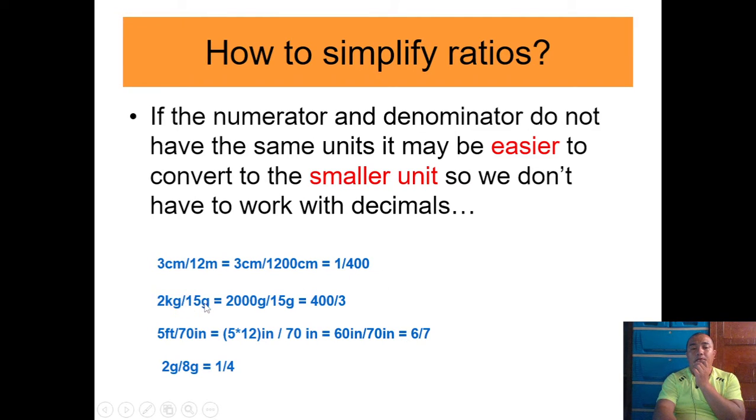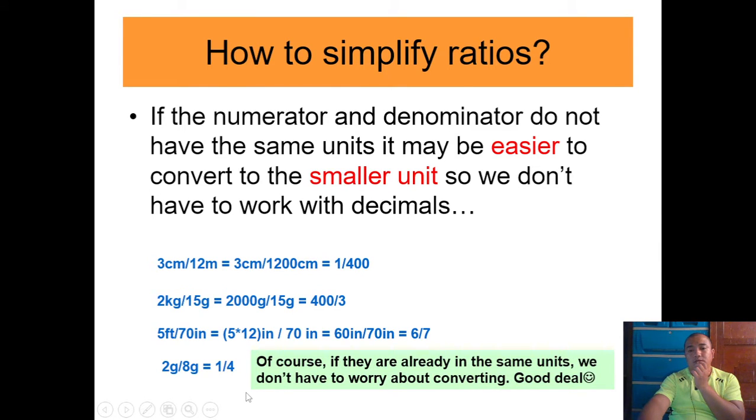2 kilograms over 15 grams means 2,000 grams over 15 grams, or 400 is to 3. 5 feet over 70 inches: there are 12 inches in 1 foot, so 5 times 12 is 60 over 70, or 6 sevenths. 2 grams over 8 grams is 1/4. When the units are the same, we don't have to worry about converting. Good deal.